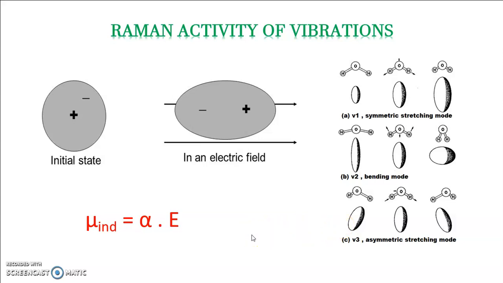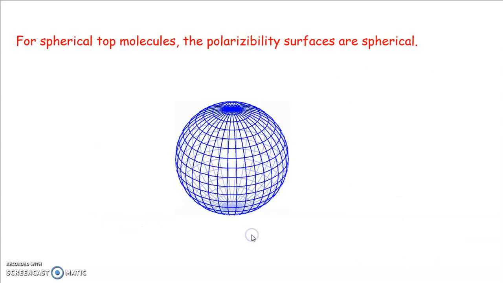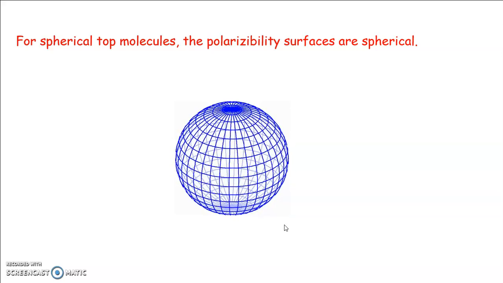But for spherical top molecules like CCl4, methane, etc., the polarizability surfaces are spherical, since they are completely isotropic as far as the incident radiation is concerned. That is, when a molecule possesses a definite symmetry, it is not easy to make a decision, as much consideration is needed to understand whether the polarizability changes during vibration.